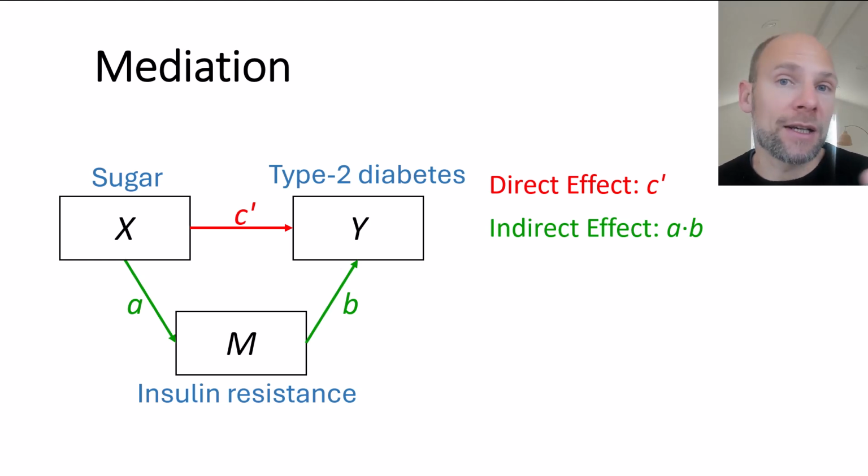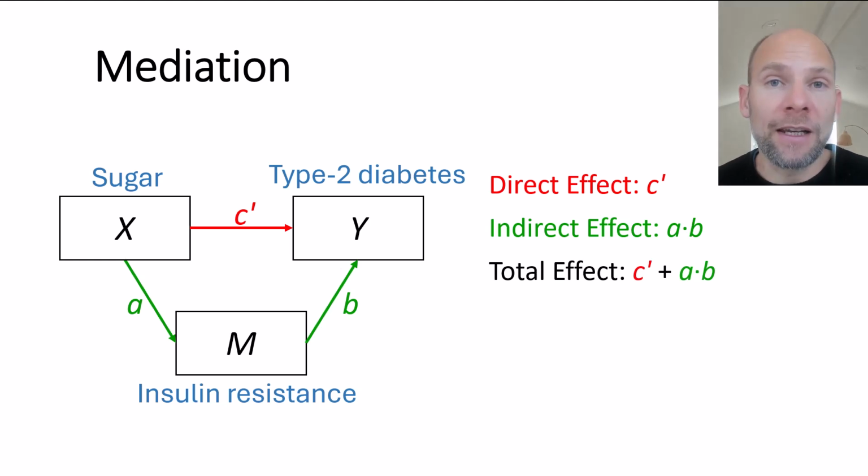So sugar has an indirect effect on diabetes via causing insulin resistance, and statistically that is expressed as the product of the two regression coefficients, a times b. And then finally, there's also a total effect that can be calculated in a mediation model. The total effect of sugar consumption on type 2 diabetes is the sum of the direct effect c prime plus the indirect effect a times b.